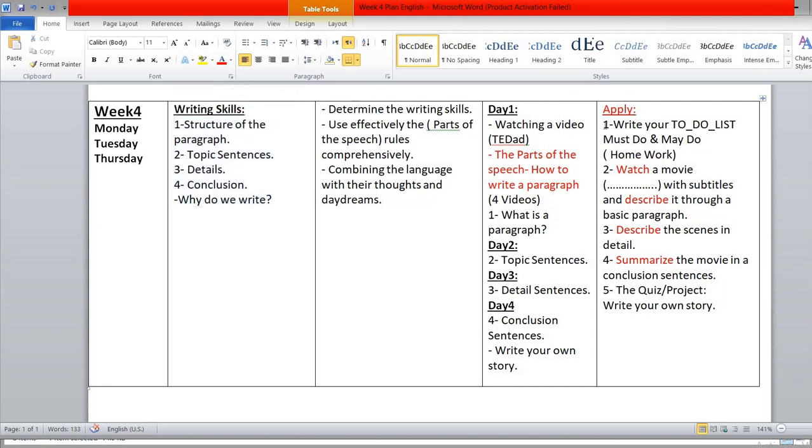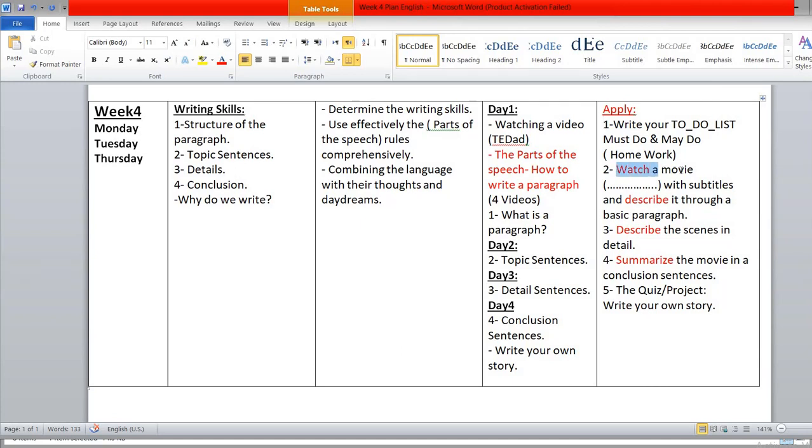I'm going to ask you, this is your homework, to write your to-do list. Must do, may do, as a homework. Like resolutions for 2020, for example. I want you to write your resolutions.